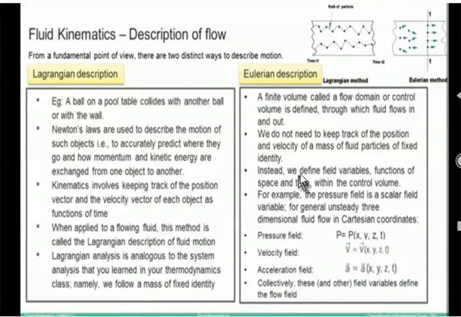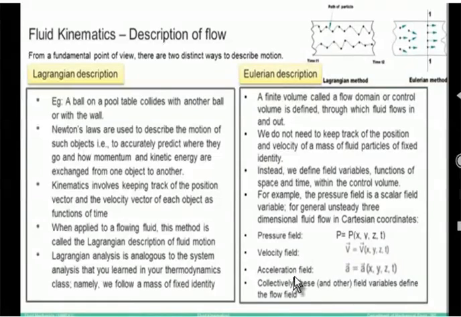Now instead, we define the field variables, functions of space and time, within the control volume. Instead of tracking, we define field variables like pressure, temperature, and volume. So in this particular section, we define such parameters. For example, the pressure field is a scalar field variable for a general unsteady three-dimensional fluid flow in Cartesian coordinates. If you measure this pressure field, then P is a function of position in the x, y and z directions and of time. So the pressure can be defined in a particular section with respect to position and time.